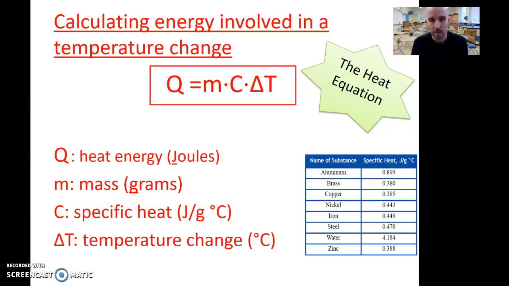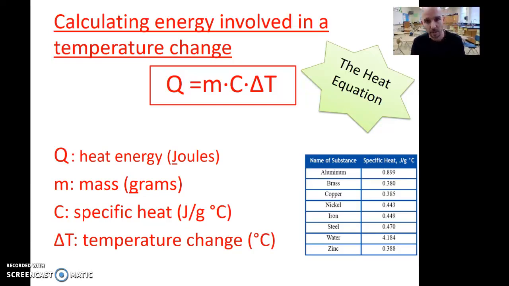In the table, we see some different specific heats. Just like density, specific heat is an intensive property, and each substance has its own specific heat. So for aluminum, for instance, it's 0.899 joules for every gram degree Celsius. If you had a 1 gram sample of aluminum and you wanted to change its temperature by 1 degree Celsius, you would have to add 0.899 joules of energy to it. If you wanted to change its temperature by 2 degrees Celsius, you would just double that. So it's just the amount of energy required to change the temperature by 1 degree Celsius for a 1 gram sample.